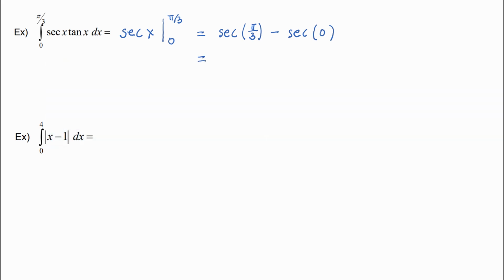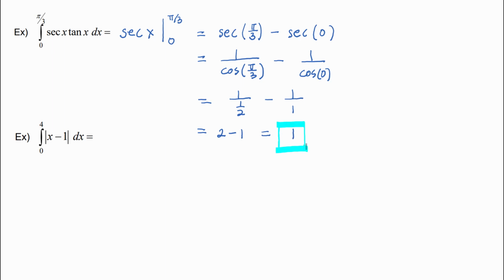And secant of pi over 3 is 1 over cosine of pi over 3 minus 1 over cosine of 0. And cosine of pi over 3 is 1/2. So I have 1 over 1/2 minus 1 over cosine of 0, which is 1. So you have 2 subtract 1, which is 1. So you found the answer.